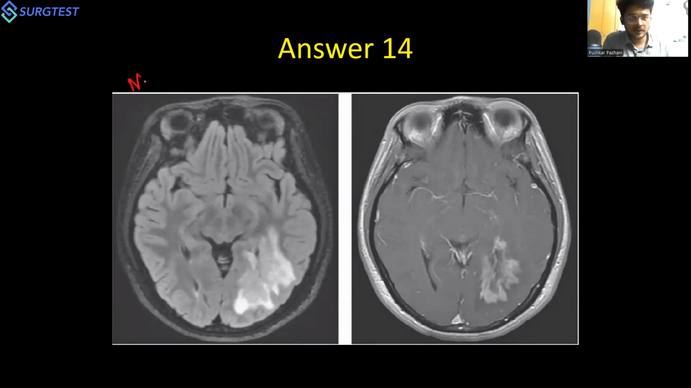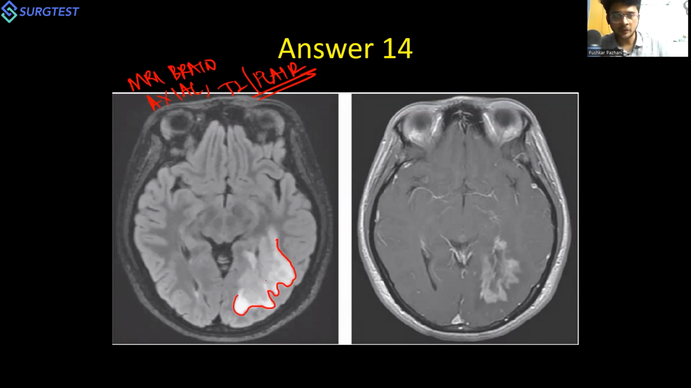So this is an MRI brain. It's an axial view, and it is a T2 FLAIR sequence. So we can see there are areas of hyperintensity, which is predominantly juxtacortical. There are areas of hyperintensities with underlying areas of hypointensities.